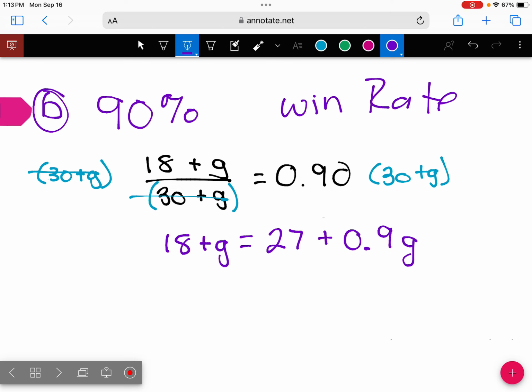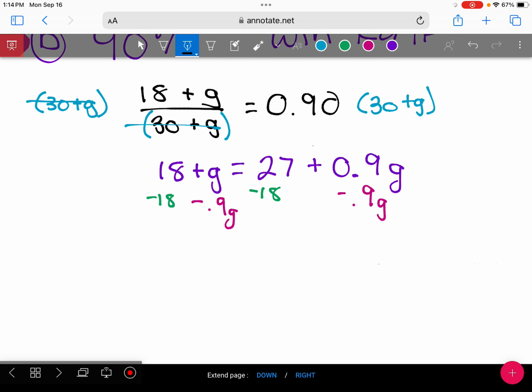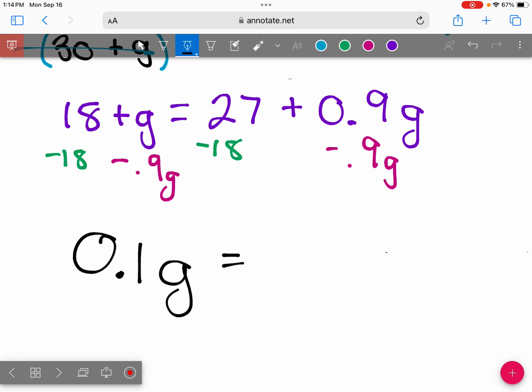So what are we doing next? Subtract 18. We can subtract our 18 from both sides. What else are we going to do? Subtract 0.9G, because we want to get our G's together as well. So minus 0.9G, minus 0.9G. So how many G's do we have left on the left-hand side? 0.1G. And what do we have left on the right-hand side? 9. 27 minus 18 gives us 9.